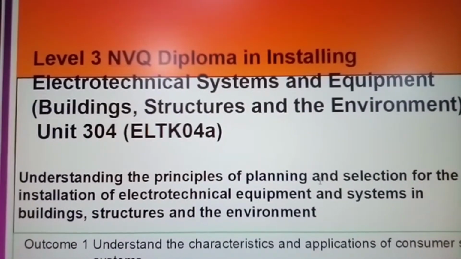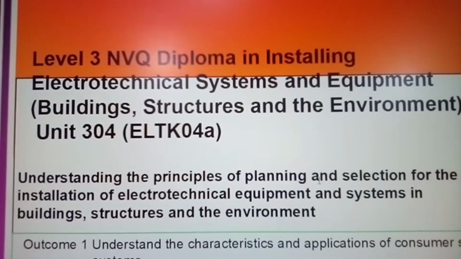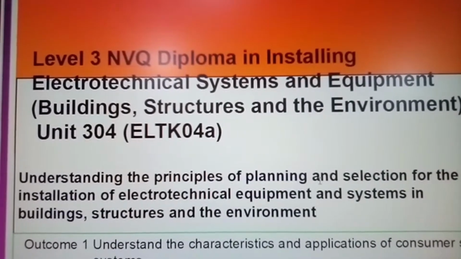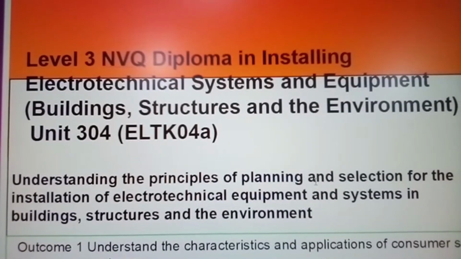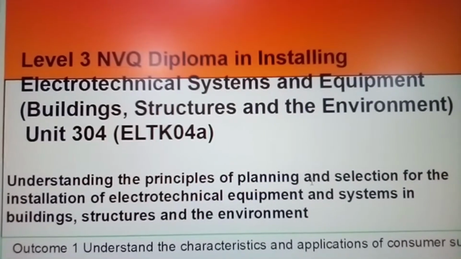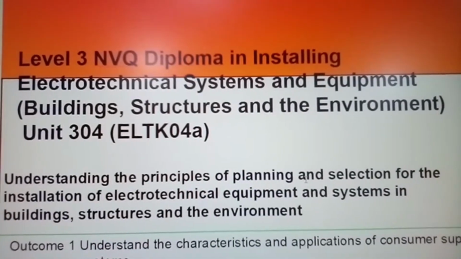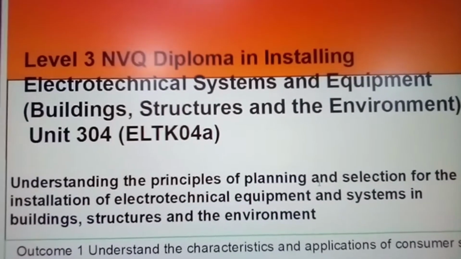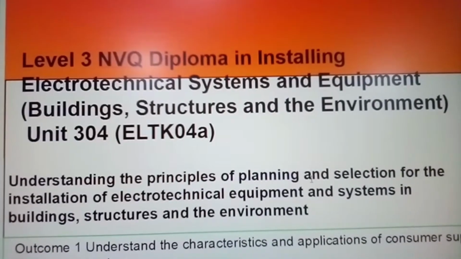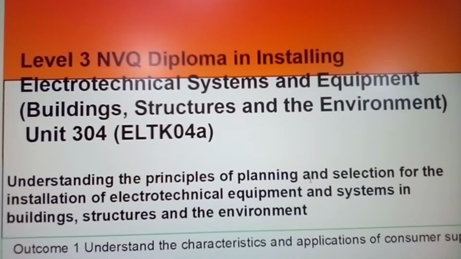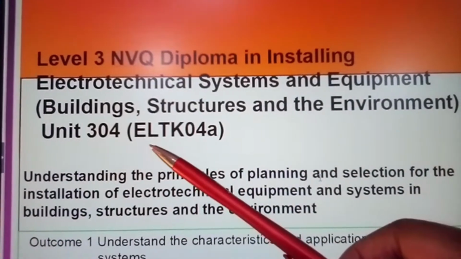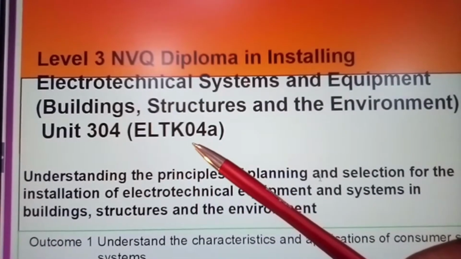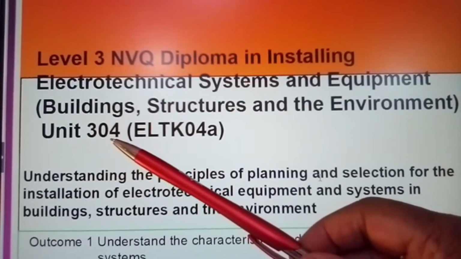What I want to look at is the Level 3 NVQ Diploma in Installing Electrotechnical Systems and Equipment, 2357, or 5357 now, I believe it has since been changed to. Okay. Now, understanding the principles of planning and selection for the installation of electrotechnical equipment and systems in buildings, structures, and the environment. You'll find that this is the EAL reference number for the same course element. Unit 3 or 4.